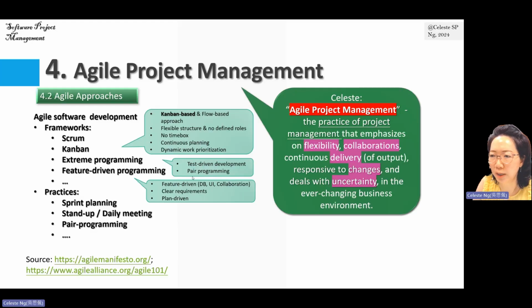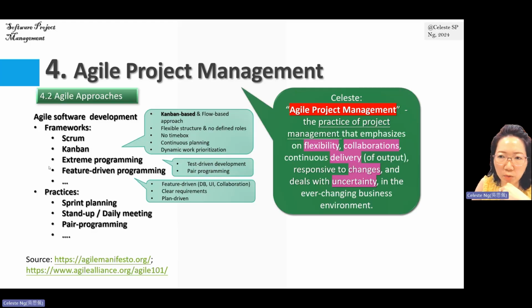The second unique characteristic is that during programming, they have a concept called pair programming, whereby two persons do the programming activity. One programmer writes the program code and another programmer observes what the first programmer has done to check if there's any error. That kind of concept.